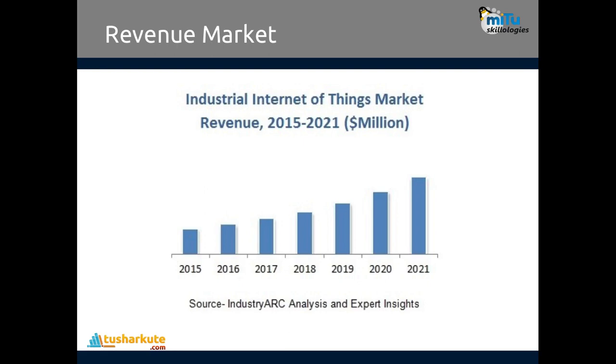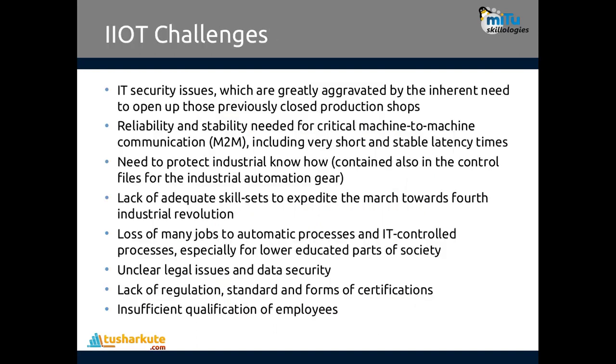Now the revenue market. What revenues are expected? From Industrial ARC analysis and expert insights, I've taken this one. Industrial Internet of Things market revenue from 2015 to 2021 is growing continuously. Obviously this is a novel technology which is achieving many advantages in the industry. It's growing fast, and it's a need of industry to implement IoT systems within their industries. That's the achievement we can take out of it.